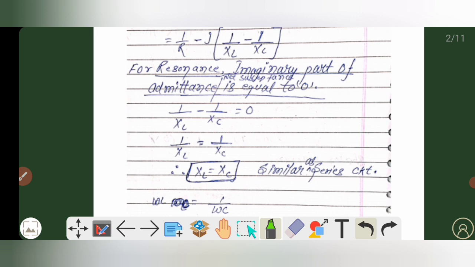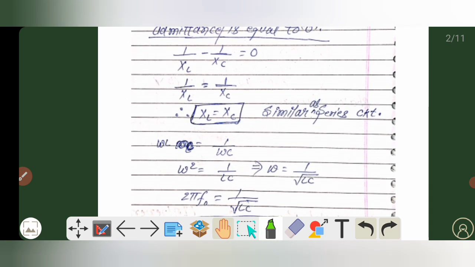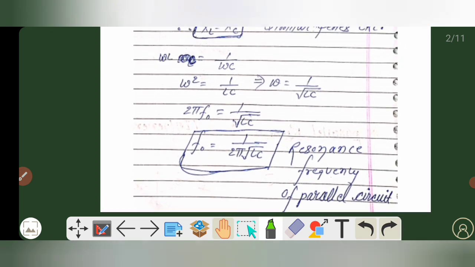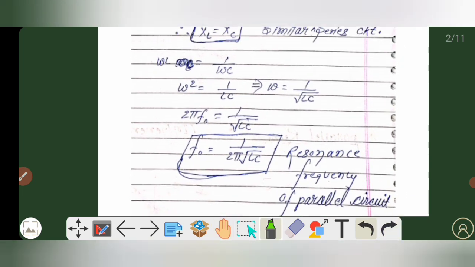As you can see, 1 by XL minus 1 by XC is equal to 0, and from here we will get XL is equal to XC. My dear friends, if you remember, this case was the same in case of series resonance. We know that XL is equal to omega L, and XC is equal to 1 by omega C. From here, the value of resonance frequency will be equal to 1 by 2 pi root under LC, where F0 is the resonance frequency.